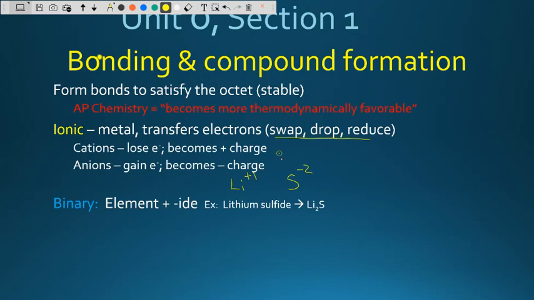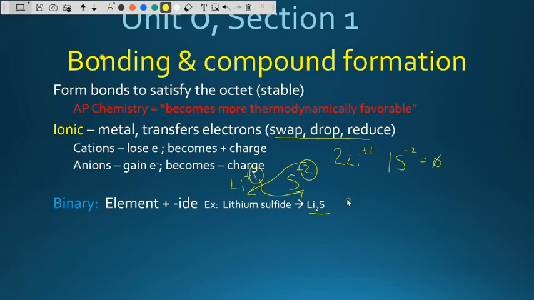Now, I say swap, drop, and reduce. I could simply just go like this, and that's how I get my Li2S. But if we look at it mathematically, if I'm going to form a stable compound between these two, and by that I should say neutral compound, I would need 2 lithiums for every 1 sulfur. 2 times +1 is +2. 1 times -2 is -2. So +2 plus -2 equals an overall charge of 0. That's what we mean by thermodynamically favorable: making it so that it's overall neutral. Okay, so it's simpler to just see it swap, drop, reduce, but in concept we're seeing a 2-to-1 ratio.